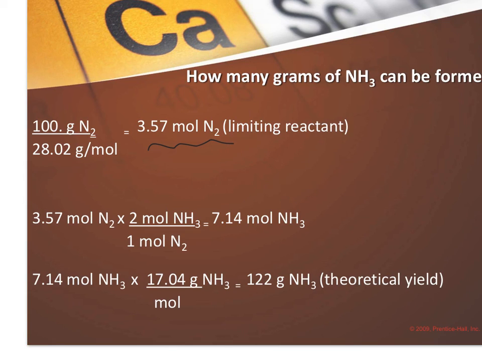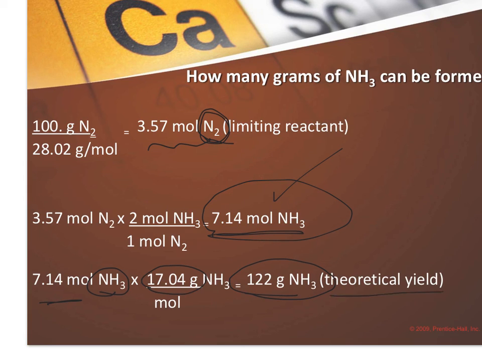So looking back, nitrogen again is our limiting reactant. And we found on the previous slide that that could make 7.14 moles of ammonia. But to get to grams, we need to use the molar mass of ammonia, which is 17.04. And that tells us then that we can make 122 grams of ammonia from this limiting reactant. And again, as always, the calculated amount through stoichiometry is called the theoretical yield.